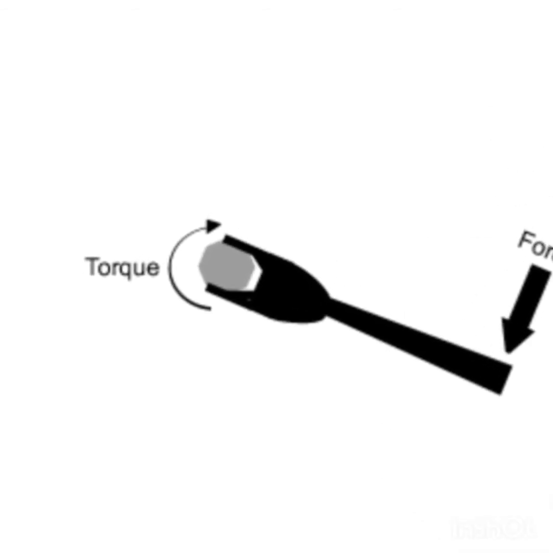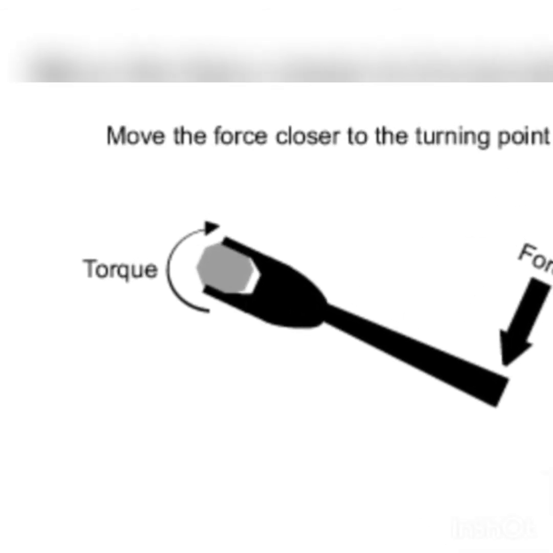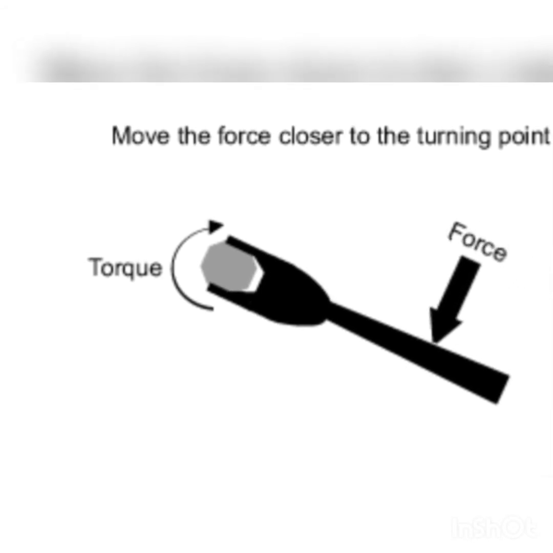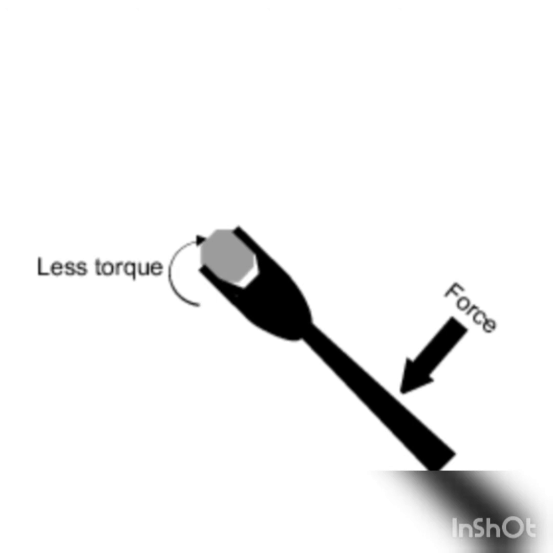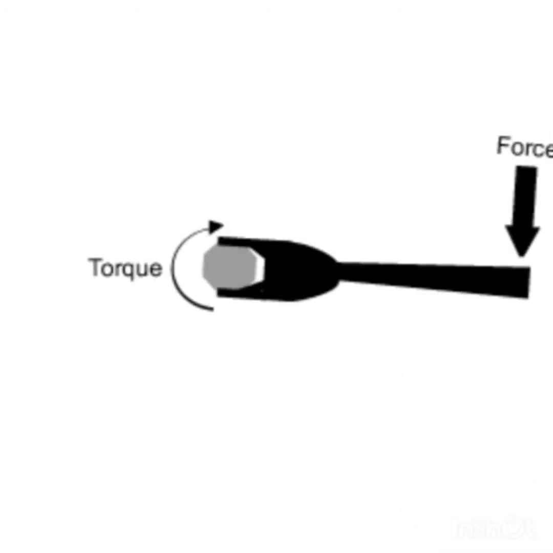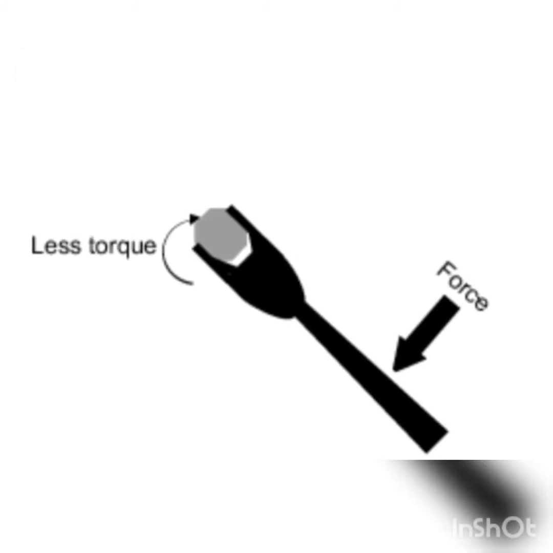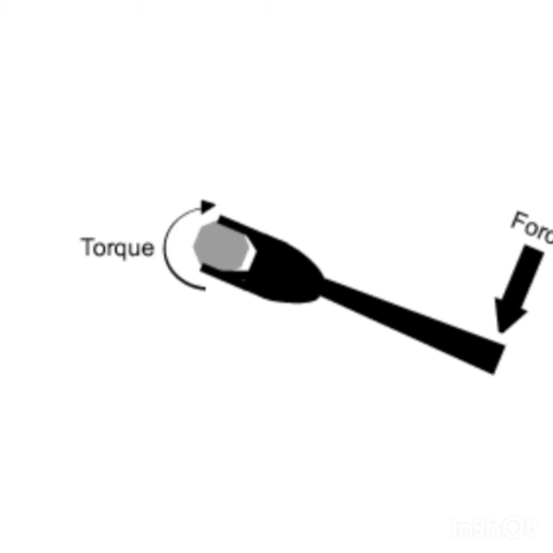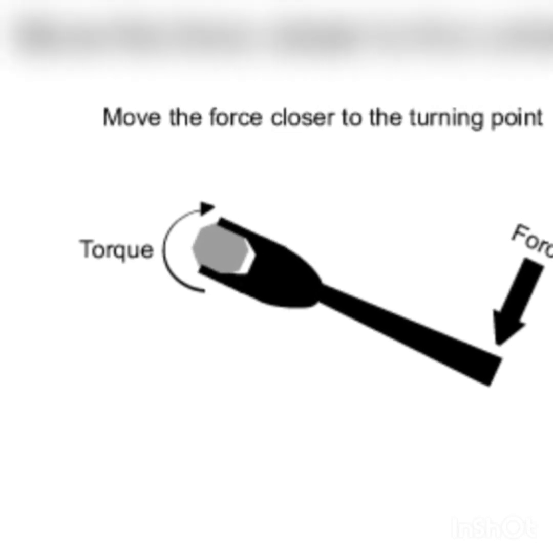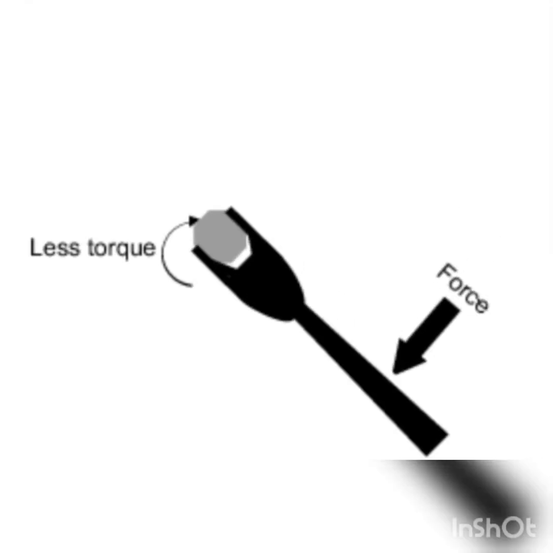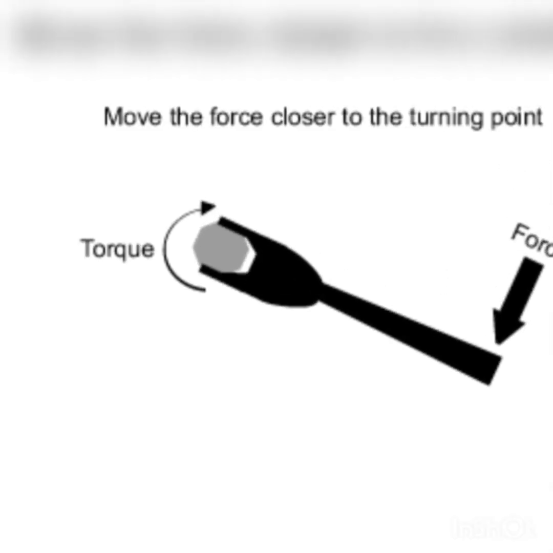The factors which affect moment of force or torque are, first, the strength of the force applied, that is how much force I am applying on the body. The more the force applied, the greater will be the torque. And second is the perpendicular distance from the axis of rotation or pivot point. The larger the distance from the pivot point, the greater is the turning effect. So the more the force applied, the more is the torque, and the more the perpendicular distance, the more is the torque.